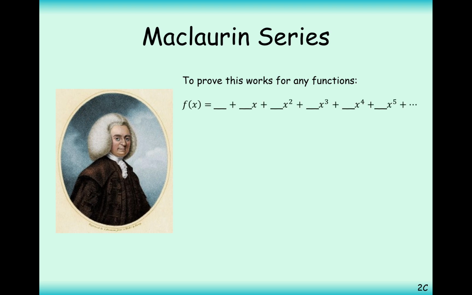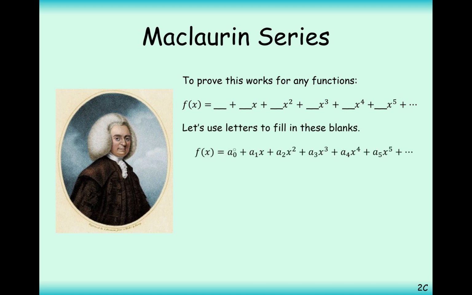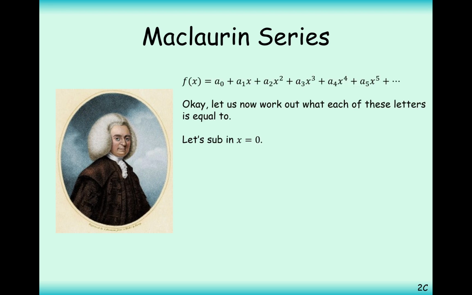So Maclaurin started with any function f of x can be represented as the summation of powers of x. And again, he did a similar process of using letters to represent those unknown coefficients on the powers of x. And he went through exactly the same process as he did for sine. He substituted in 0, then differentiated. Substituted in 0, then differentiated. Substitute in 0, differentiate, etc., etc.